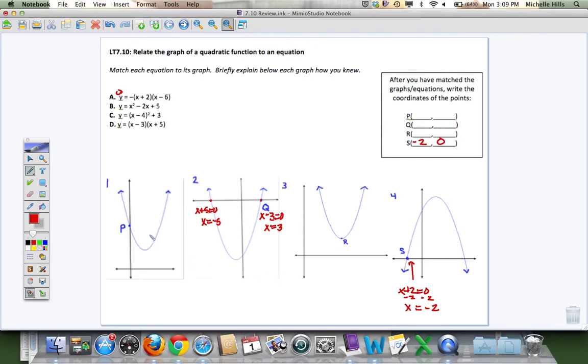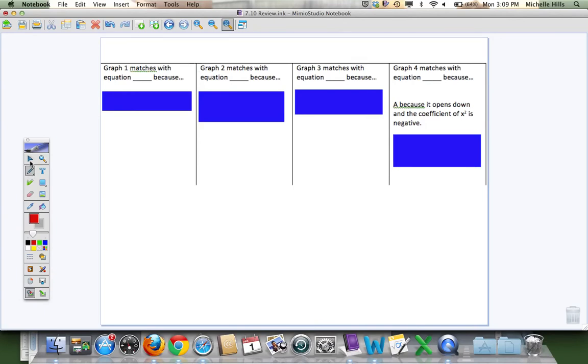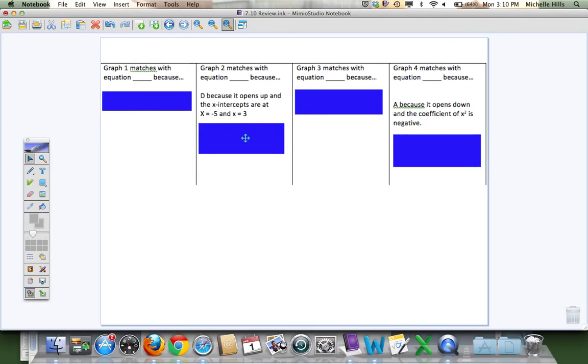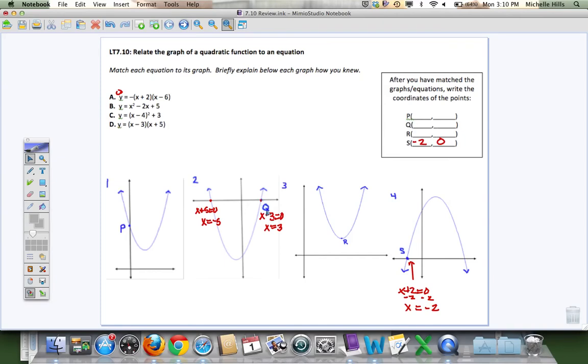Neither one of these other two even cross the x-axis. If they don't cross the x-axis, there are no x-intercepts, and I would not be able to write it in intercept form. So this is the only one left in intercept form. It's the only one that crosses the x-axis. It's got to be the one that works. So 2 has to match up to equation D, and the reason that I know that 2 matches up to D is it opens up and the x-intercepts are at negative 5 and 3. And I just showed the work for Q to find that that is the point where x is 3 and y was 0.